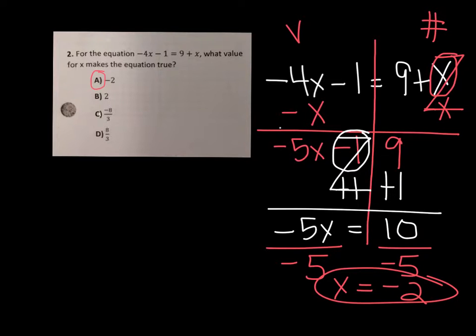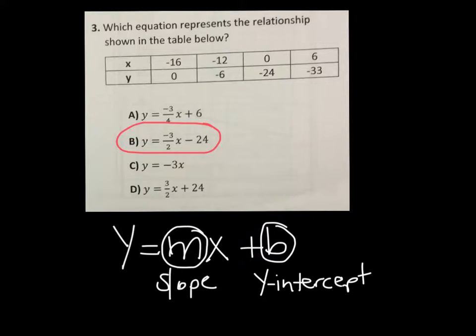You could have also plugged it in and used substitution, so anytime you saw x, you could try out your answer choices and see which one would be correct, and then you would discover that A was correct in that case also. Number 3, which equation represents the relationship shown in the table below? We've got our equation here, y equals mx plus b, and b is the y-intercept. If I look at my table, I can see that my y-intercept is right there. It's negative 24. So just knowing that alone would give me the correct answer.